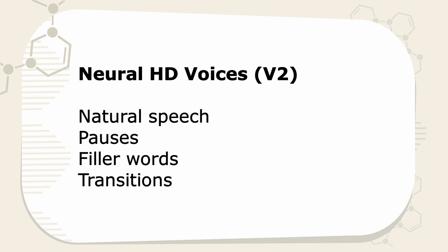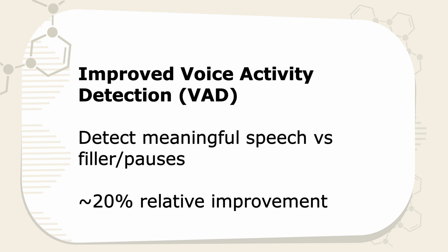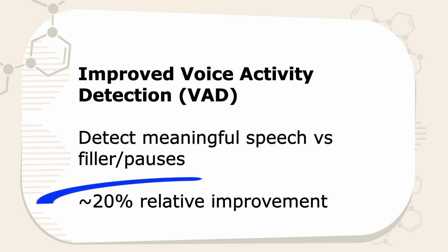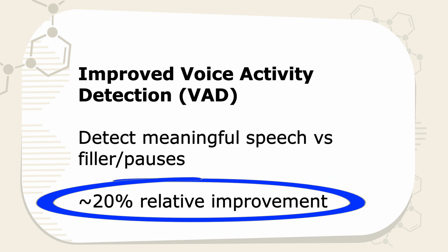They've also included upgraded Neural HD voices version 2, and those voices have more natural speech, so better pauses, better filler words, and better transitions between speaking styles. There's also improved voice activity detection features, so semantic VAD helps detect meaningful speech versus filler or pauses more accurately. In tests, there's about a 20% relative improvement over prior VAD models in multilingual and noisy settings.